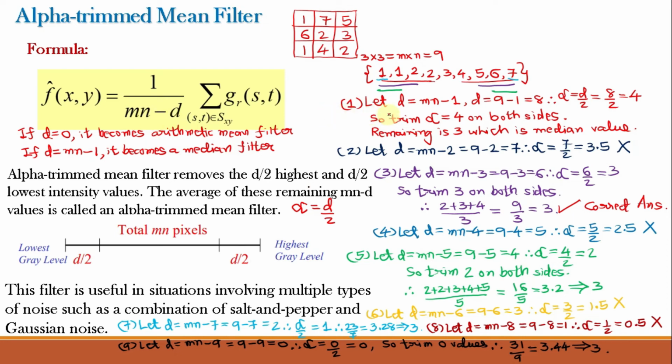So you can start with mn minus 2, which is not a valid option. Okay, so choose mn minus 3. So your correct answer for this particular image for the alpha trimmed mean filter will be 3. So 3 is the correct answer. I hope it is clear. Let us go ahead and see the image example of the alpha trimmed mean filter.